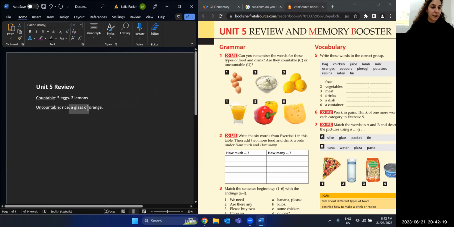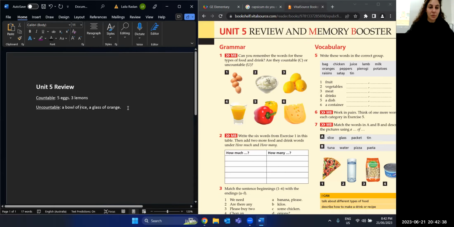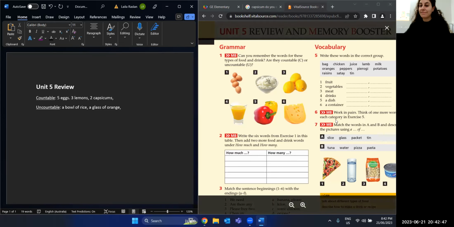So remember, it's got something like that in front of it. A glass of, a bag of, a slice of, a whatever. That's uncountable. So the rice, what did we have? We had a bowl of rice. A bowl of rice. Capsicum. Is that countable or uncountable? It's countable because we've got 2 capsicums here. So 2 capsicums.